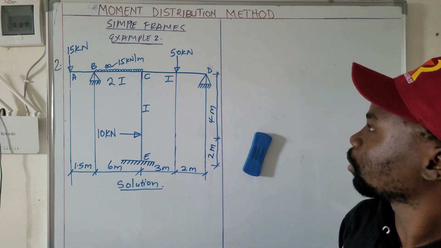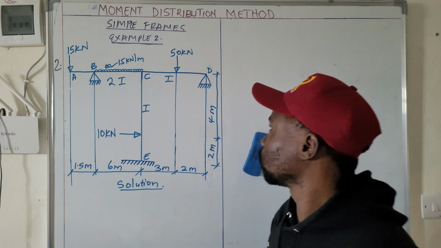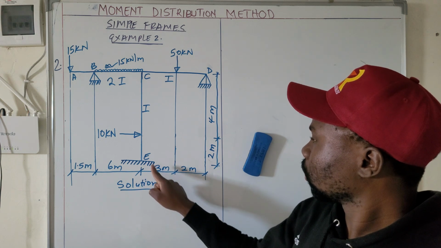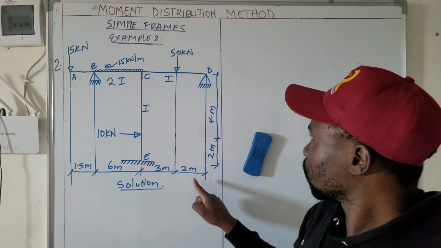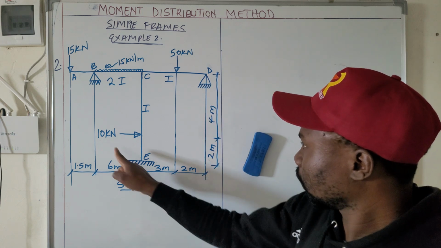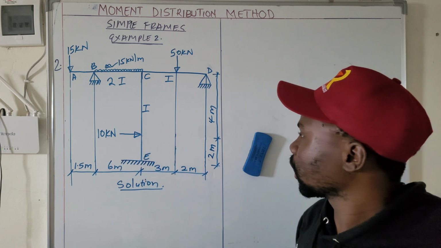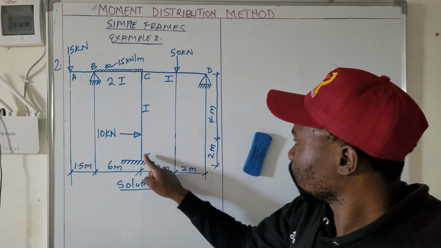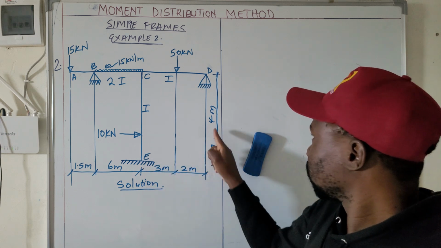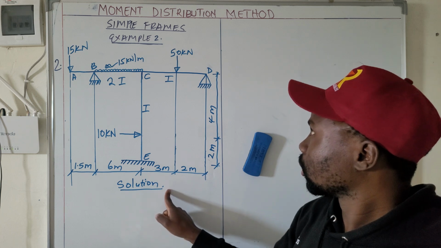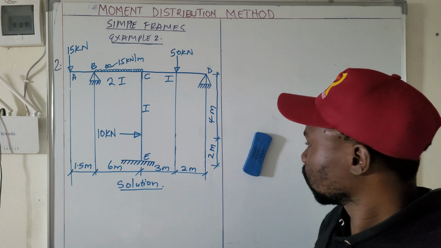It also carries a point load of 50 kilonewton placed at 3 meters from E and 2 meters from D. Again, it carries a point load of 10 kilonewton placed at 2 meters from E and 4 meters from D. So let's see how we can tackle such a problem.